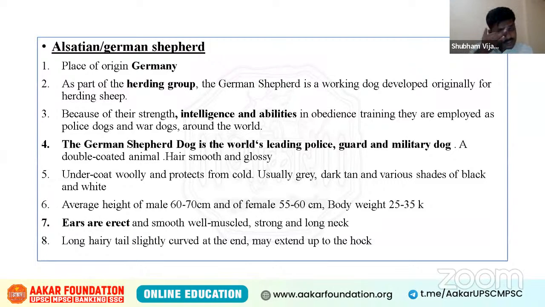Average height would be 60 to 70 centimeter for the male, and for the female that could be a little less, 55 to 60 centimeter. Body weight ranges from 25 to 35 kg. Ears are erect, the body smooth and well muscled, with a strong and long neck. Then a long hairy tail is there, slightly curved at the end, and it can extend up to the paw. All these characteristics we can witness in this picture here. This is the German Shepherd dog.